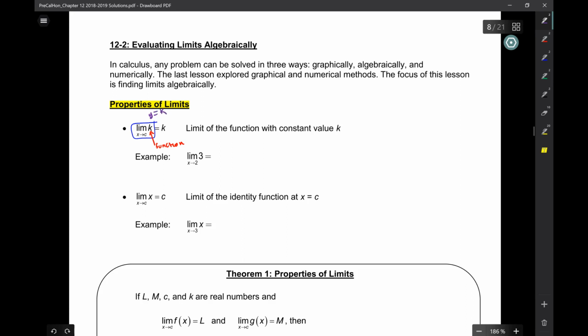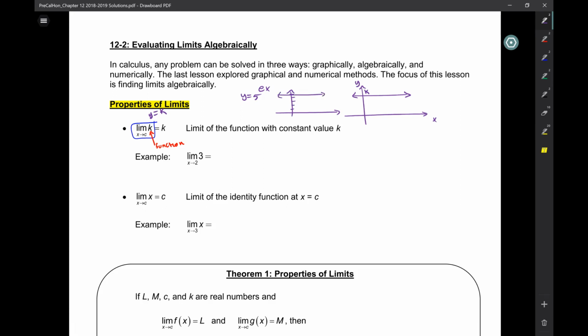So the function here is y equals k. All right. So let's see an example here. This is x, this is y. If this is k, that's what y equals k looks like, right? So imagine, for example, you had y equals 5. Well, what would that look like? This is 1, 2, 3, 4, 5. You have a horizontal line at y equals 5.